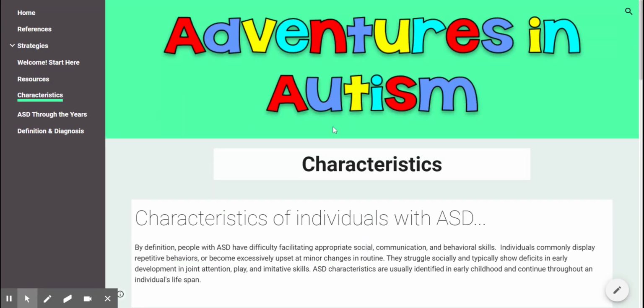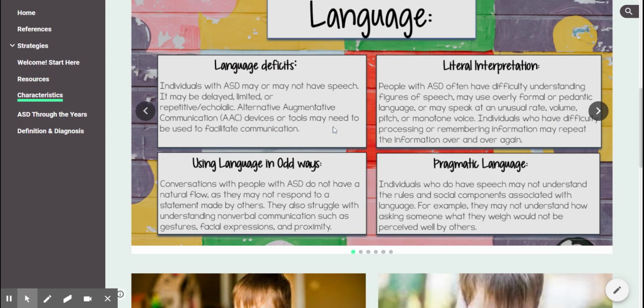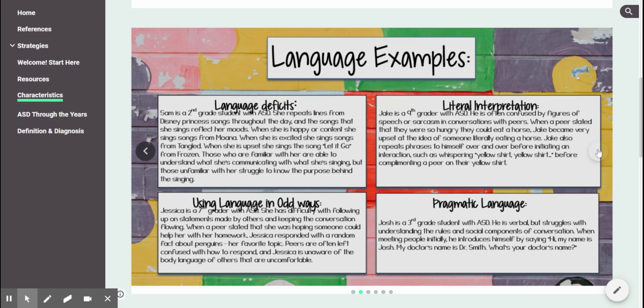The characteristics of someone with autism is that they have difficulty facilitating appropriate social communication and behavioral skills. So I broke that down in this section right here. There's 4 areas under language. They might have some language deficits. They might use language in odd ways. They might only understand the literal interpretation or meaning of language, and they might have difficulties in pragmatics. And then I gave some examples for what that might look like.